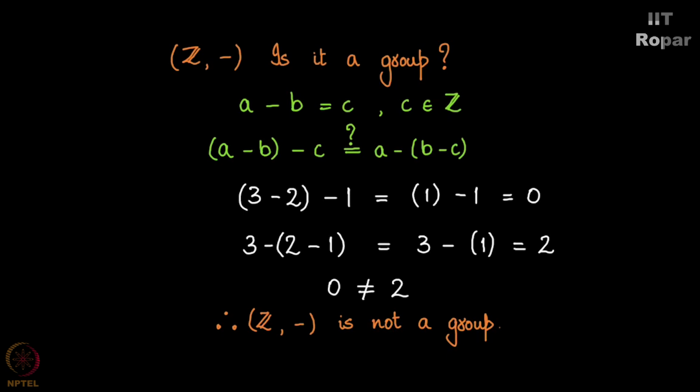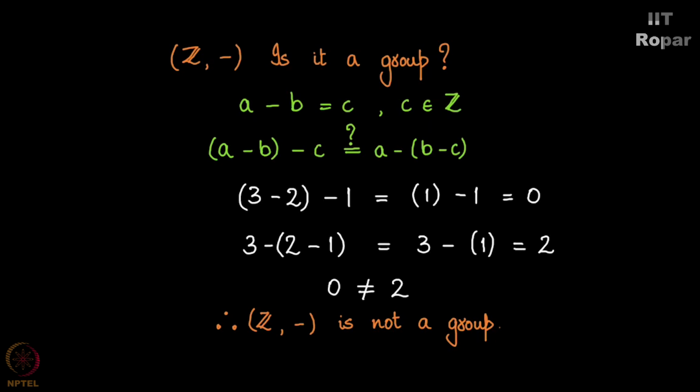You see, the second property itself is violated. We need not check the rest of it, that is identity and inverse. We need not go till there. Closure is satisfied, but associativity is not, and hence this is not a group. Which one? Z with subtraction.